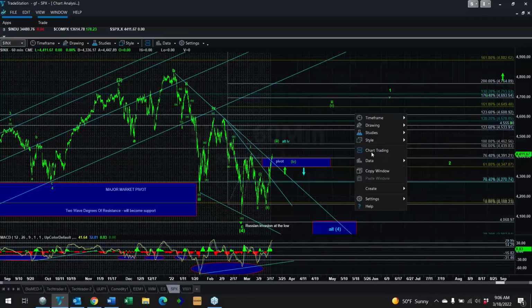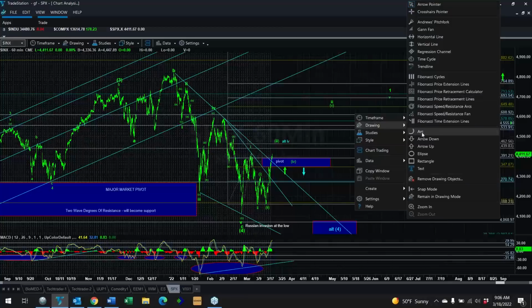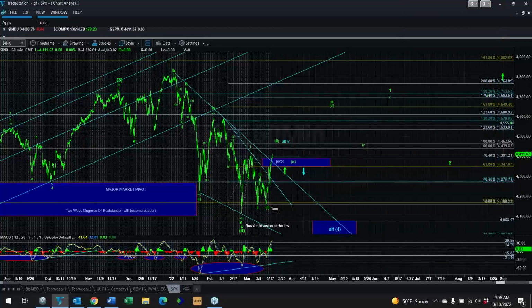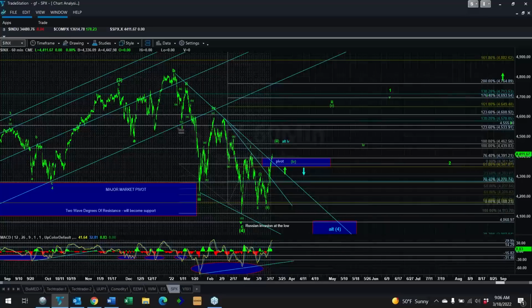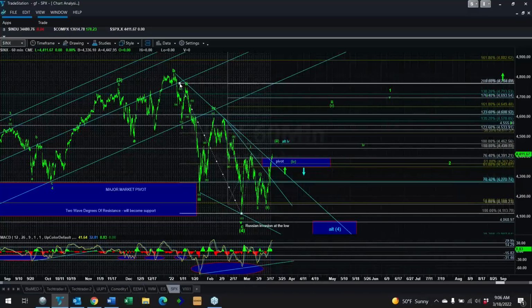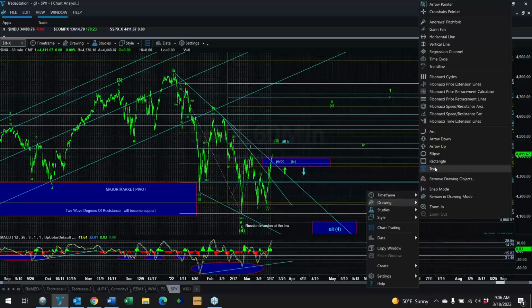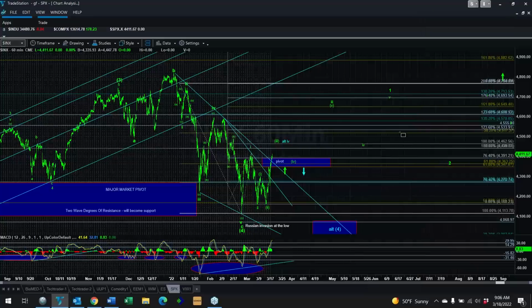Now, let's assume we go all the way up to the 2.0 extension for all of wave 1. That's the bigger one. So where is my general region for a wave 2 retracement? Well, it could be anywhere within that region right there.